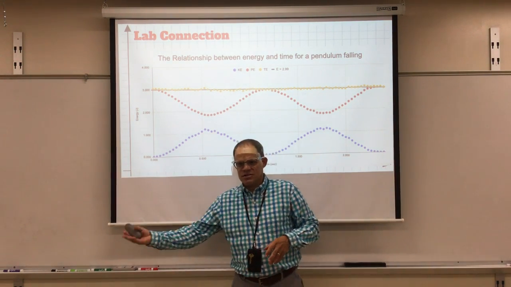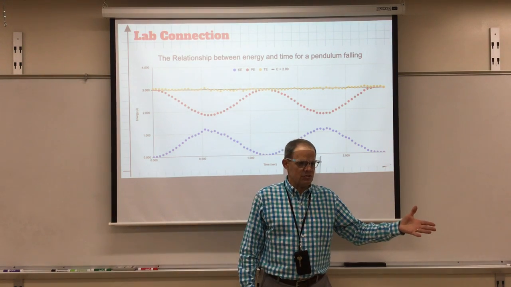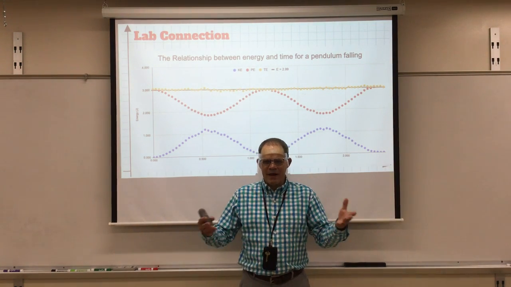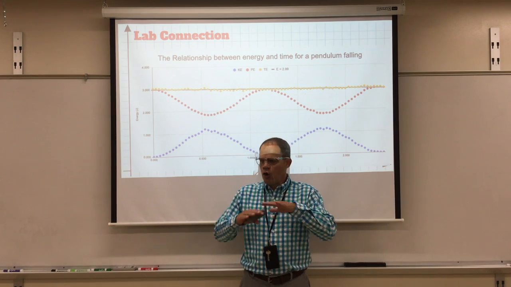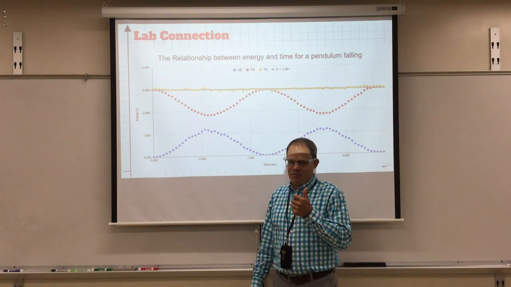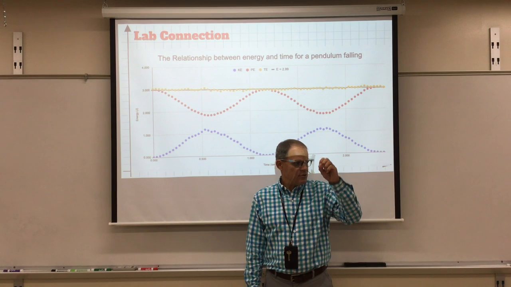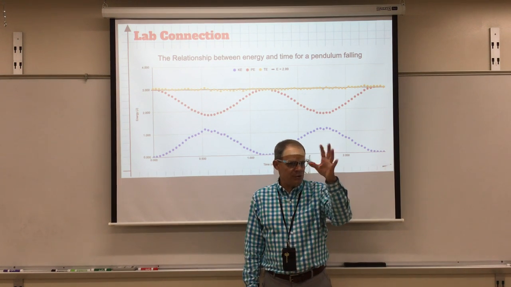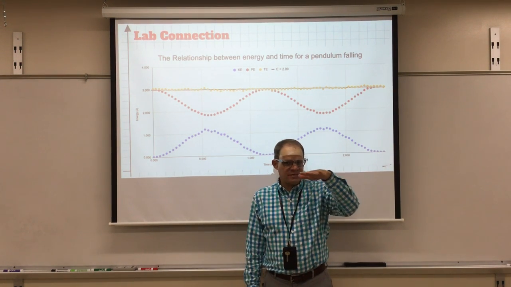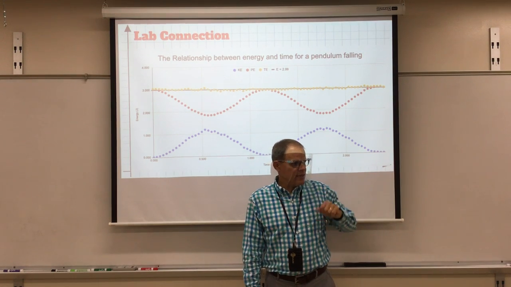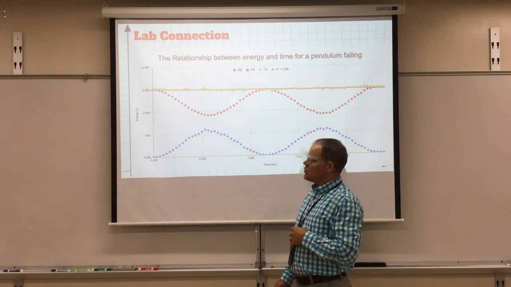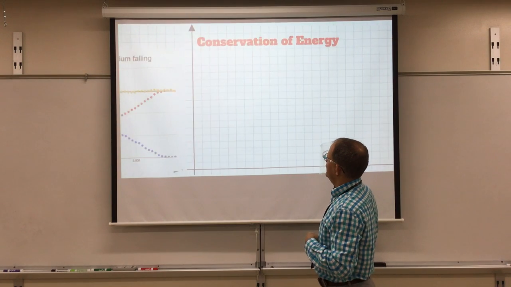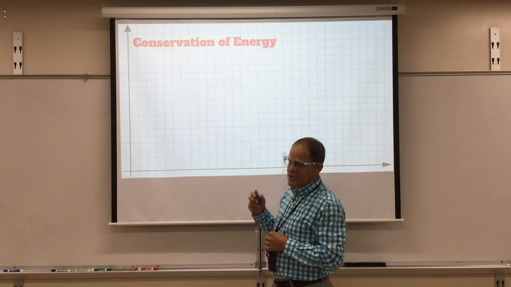Sometimes the energy sloshes to kinetic, sometimes it sloshes to potential, and it goes back and forth, but the total energy stays the same. And I think you got that with both labs. The croquet ball tube that we threw up and went back down, I think you saw the same thing. The total energy stayed the same, okay? And so that's the big idea we're chewing on, all right? So we call this conservation of energy.